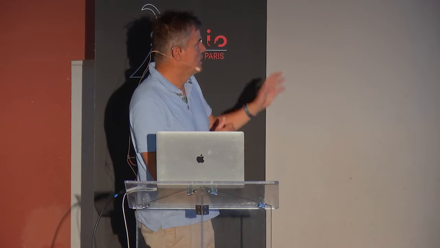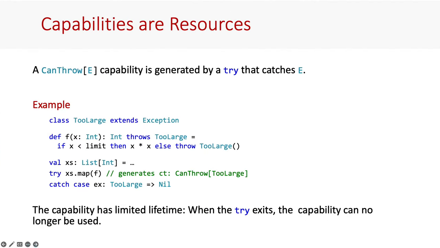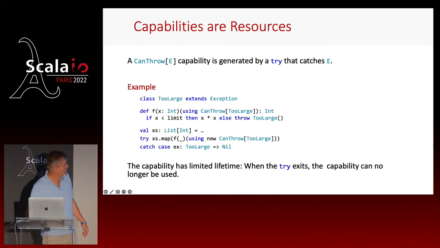So the code inside the try can throw it. But the catch now is that capability has a limited lifetime. When the try exits, the capability can no longer be used. So here we have something that would work. What the capability translation would be is this one here.